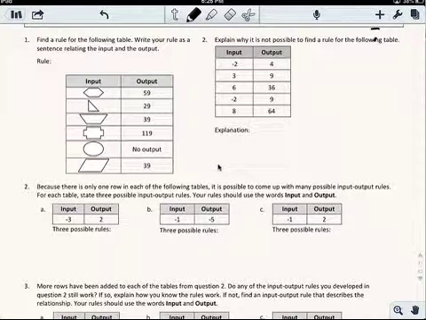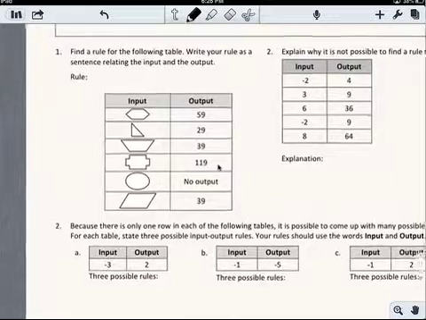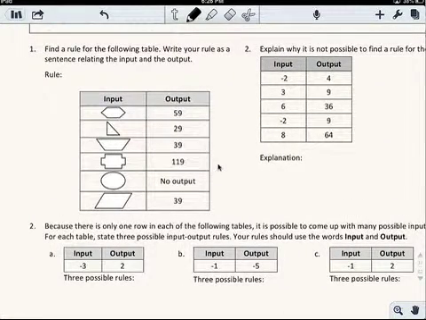I've tried a few times already this weekend, and this is the first time that hopefully the whole thing works. So here we go. Let's go ahead and look at this first one here. We're asked to find a rule for the following input-output table.